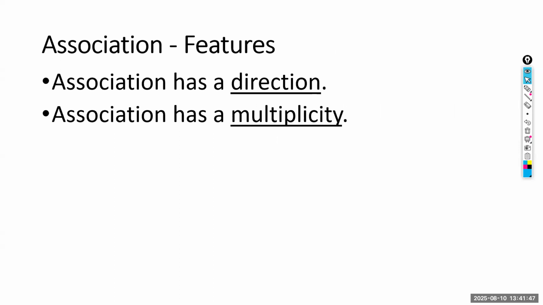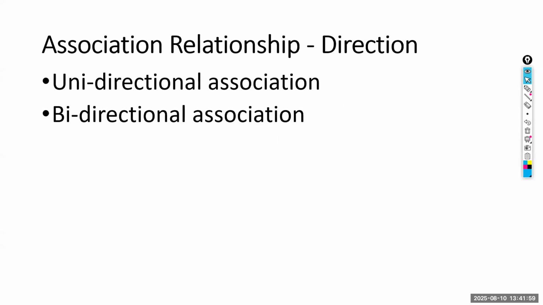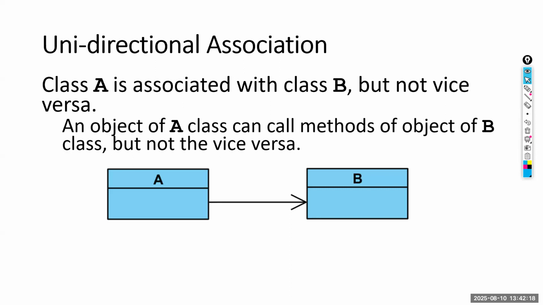So association has direction and multiplicity. Direction can be either unidirectional or bidirectional. If you understand this the very first time, it will be really beneficial for you. What is meant by unidirectional? Say class A is associated with class B, but class B is not associated with class A. Then we say it's a unidirectional association.